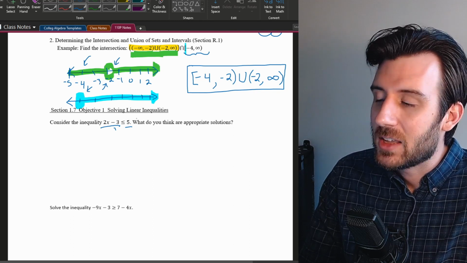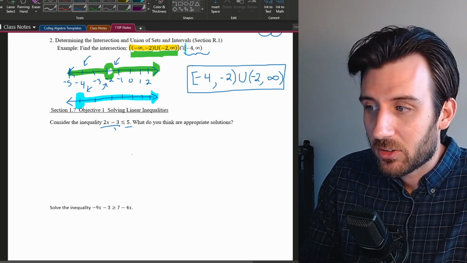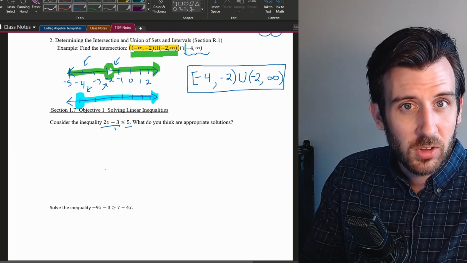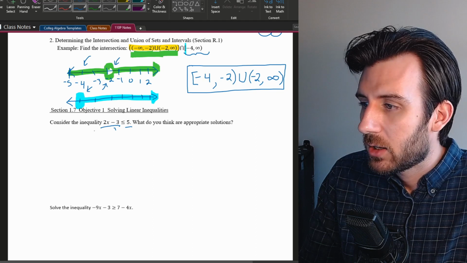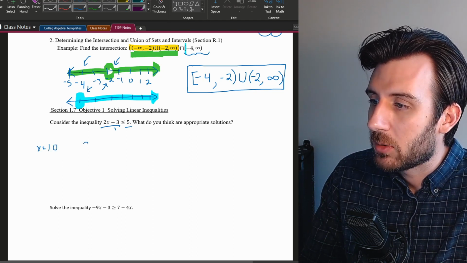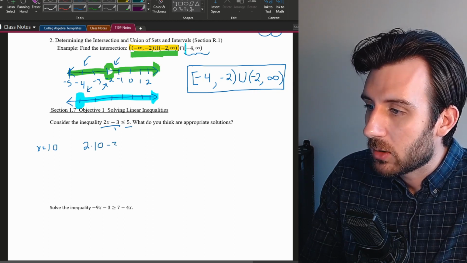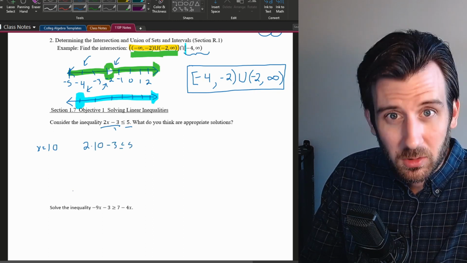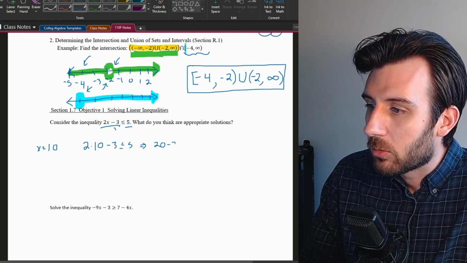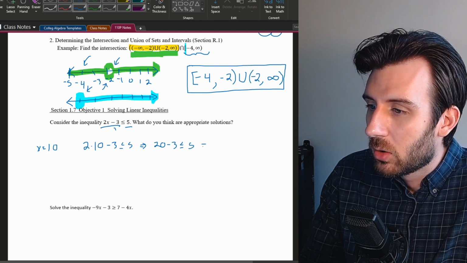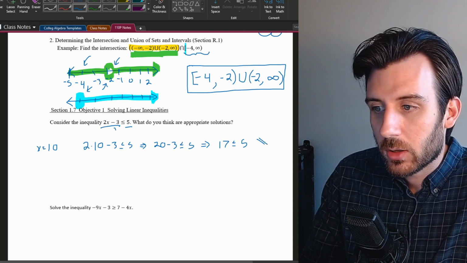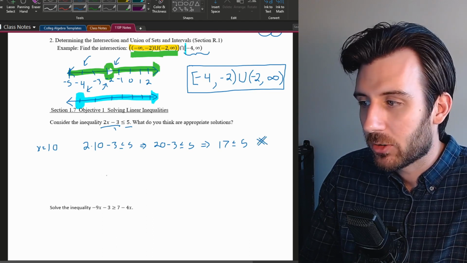So we have the inequality 2x minus 3 has to be less than or equal to 5. What do we think are maybe some appropriate solutions? Should we try some? Let's try the number 10. Let's say, what happens when x equals 10? Well, that would be 2 times 10 minus 3 less than or equal to 5, if 10 was a good solution. That would mean that 20 minus 3, which is 17, is less than or equal to 5. That's not true. Okay, so we'll put a double cross there to say that was a conflict.